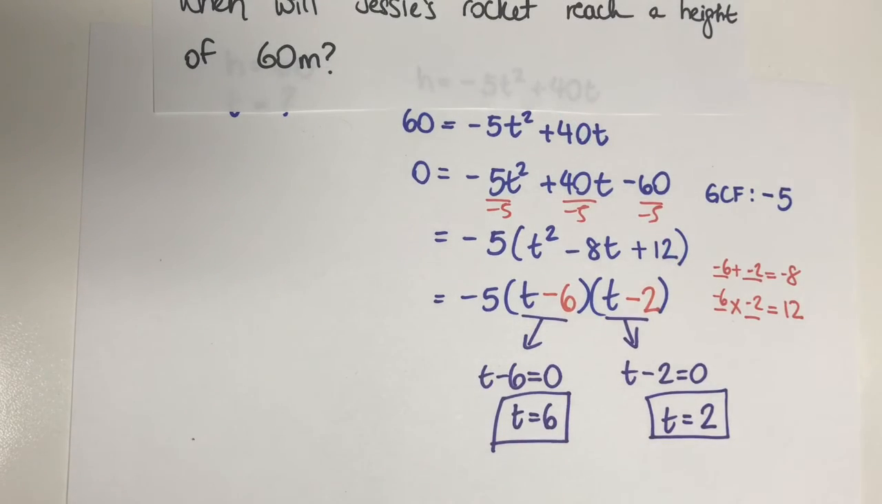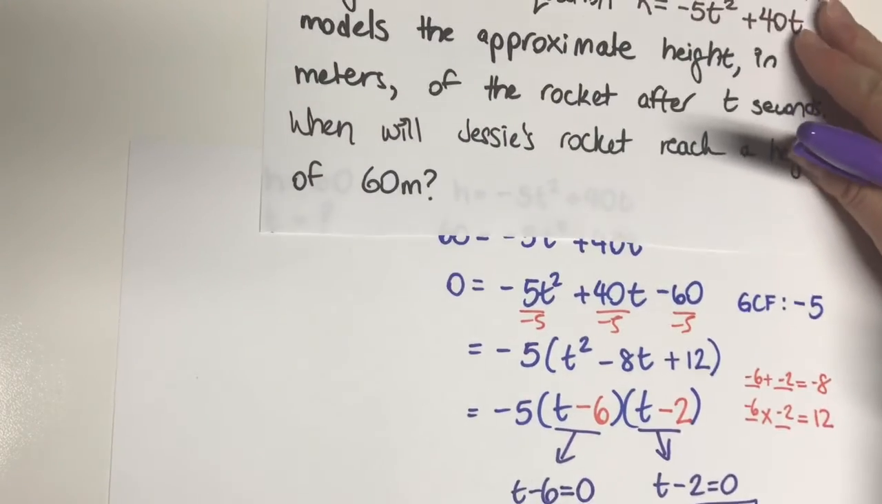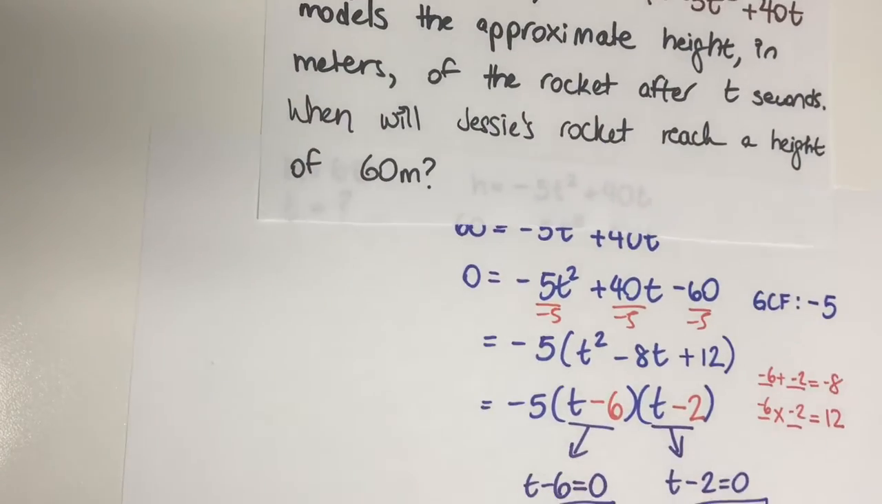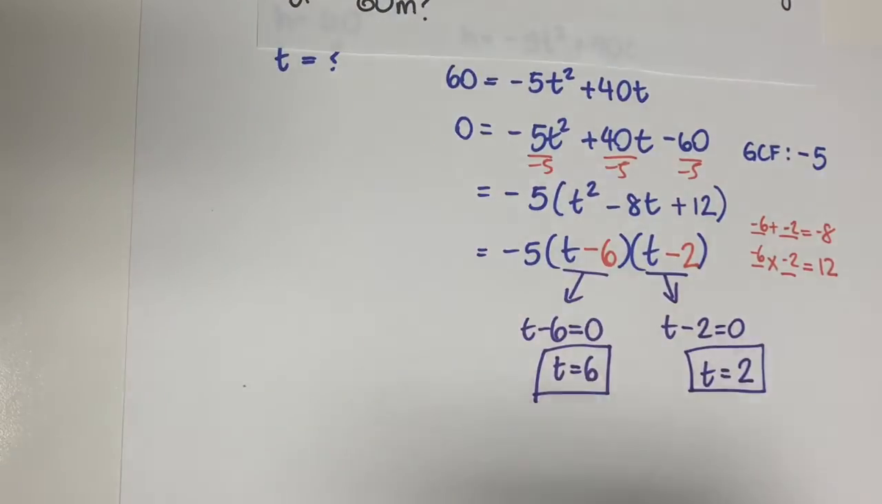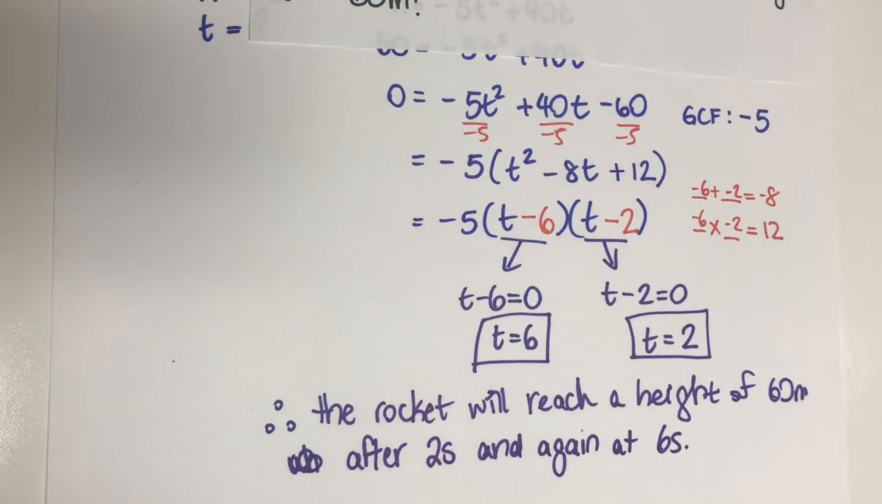But the question had asked us, when will it reach a height of 60 meters? So we can answer the question down here. Therefore, the rocket will reach a height of 60 meters after 2 seconds and again at 6 seconds.